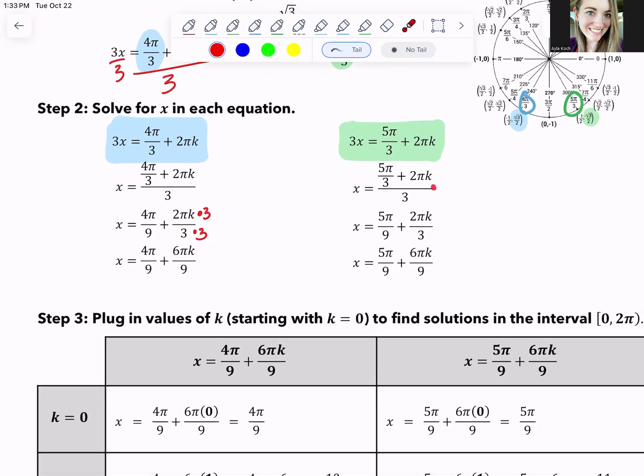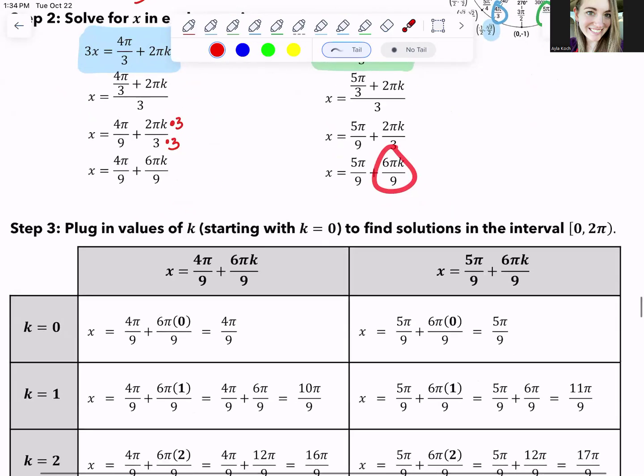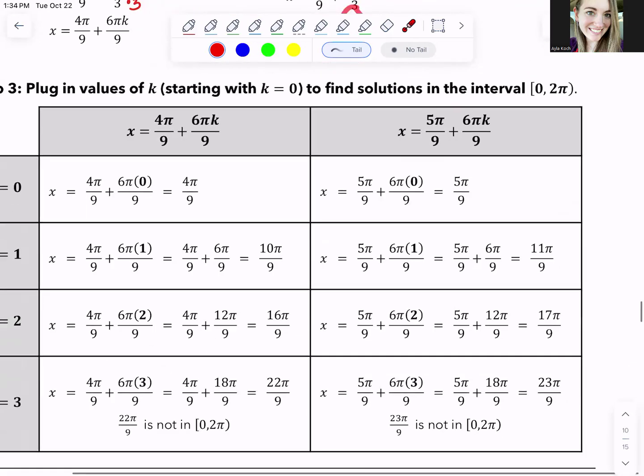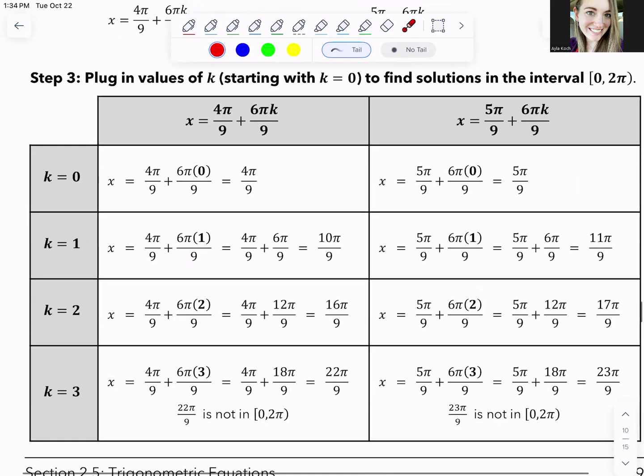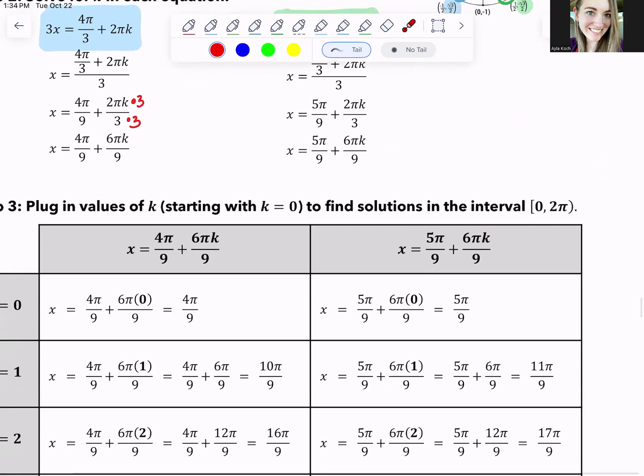I did the same thing over here. Divide both sides by 3, 5 pi over 9 plus 2 pi k over 3, and then made a common denominator. The steps are now plug in values of k and make sure they're within the interval 0 to 2 pi. Now, all of our answers are going to end up with denominators of 9 because that's how we've set it up. And we've talked about this mental math before.